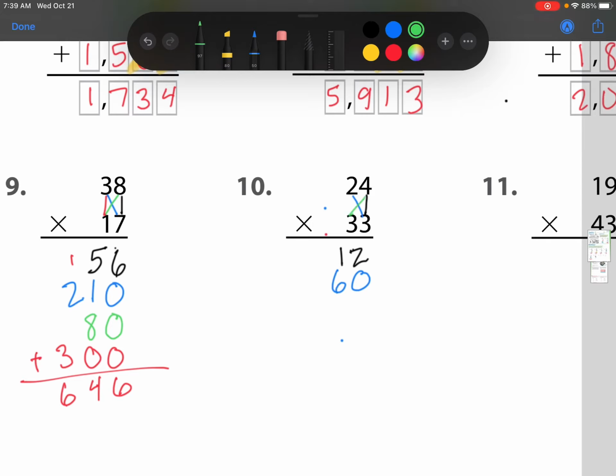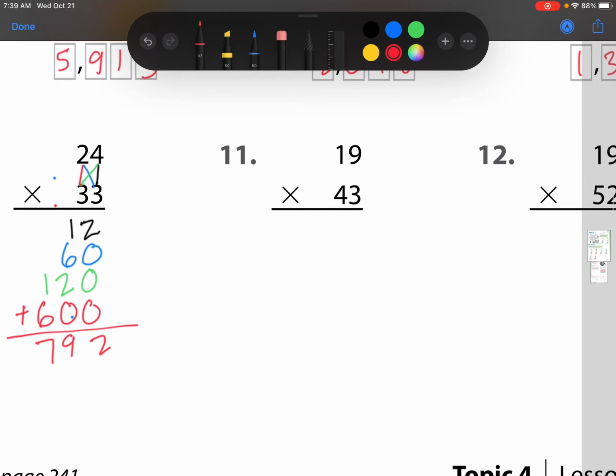My next one, 30 times 4. Well, I add a 0 for 30, and I left my basic math fact of 3 times 4 is 12. My final one is 30 times 20, which is 30 with a 0 and 20 with a 0. And now my basic math fact is 3 times 2 for 6. Add up all these partial products, and I get 792.